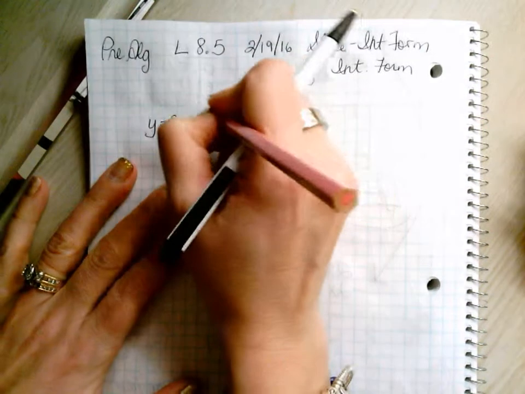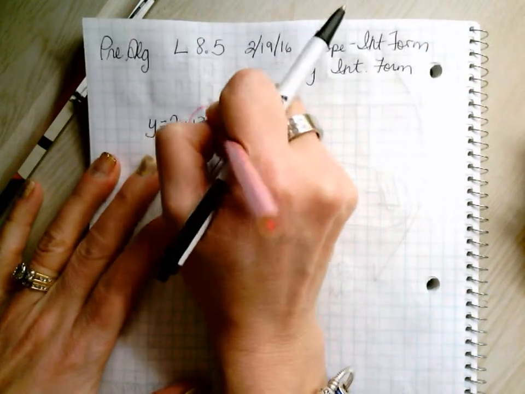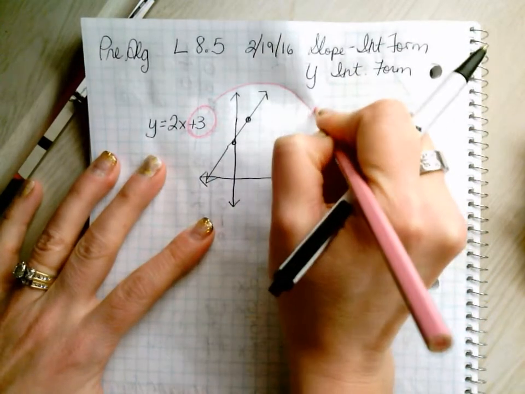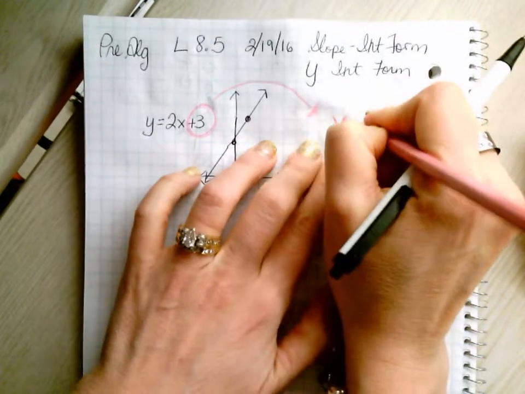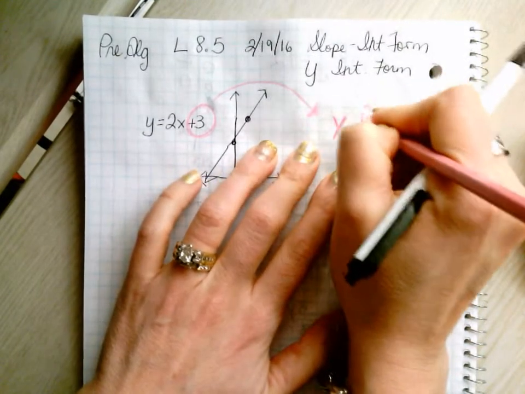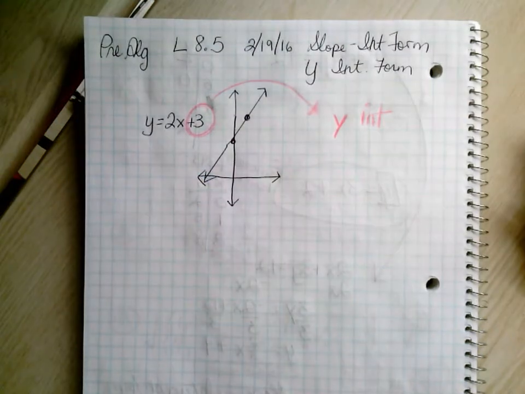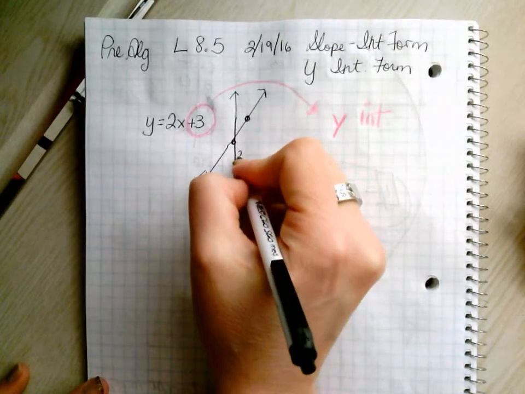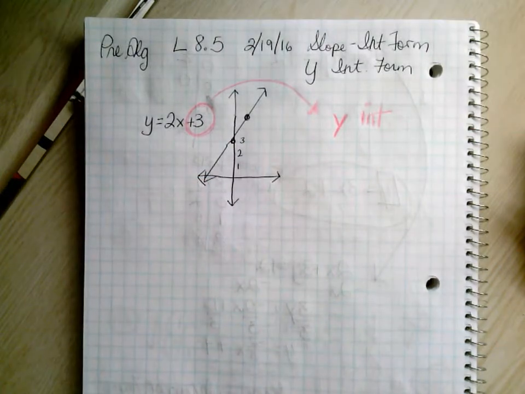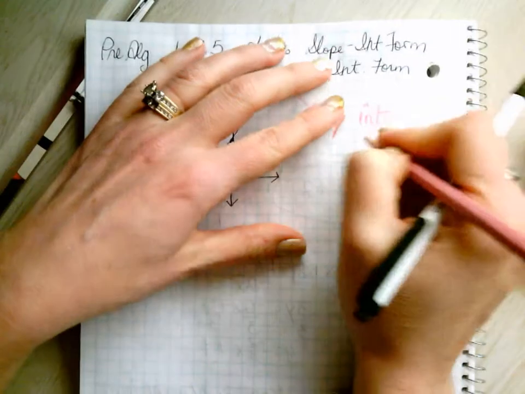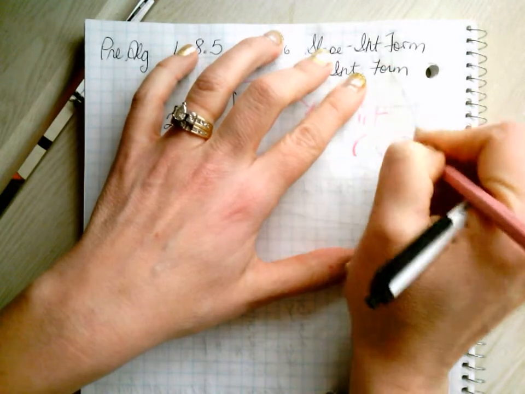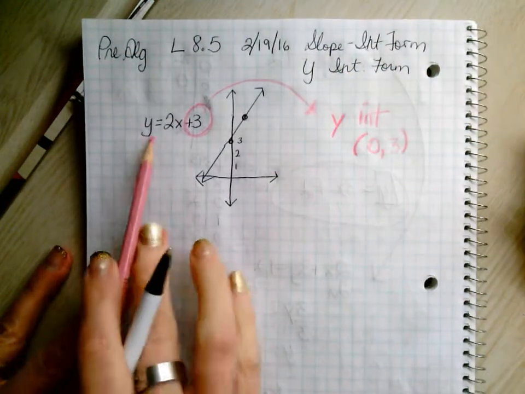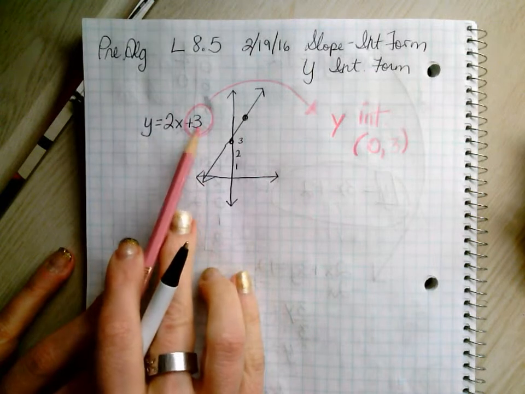Couple things. Number one, this piece, if it's in this form, is always your y-intercept. Your y-intercept. 1, 2, 3. Oh, look! It is. Over 0, up 3. Okay? When x is 0, the y is the intercept. In this form, this piece is always your y-intercept.